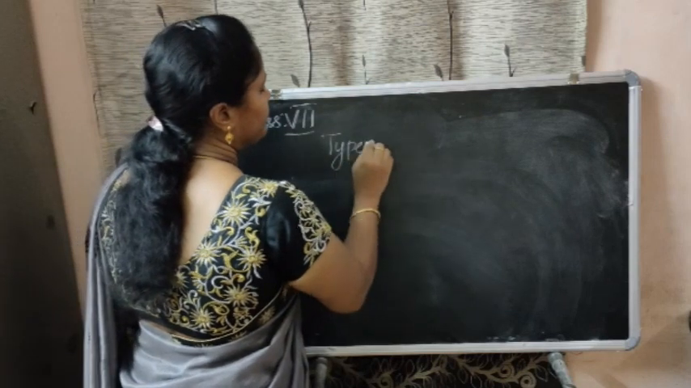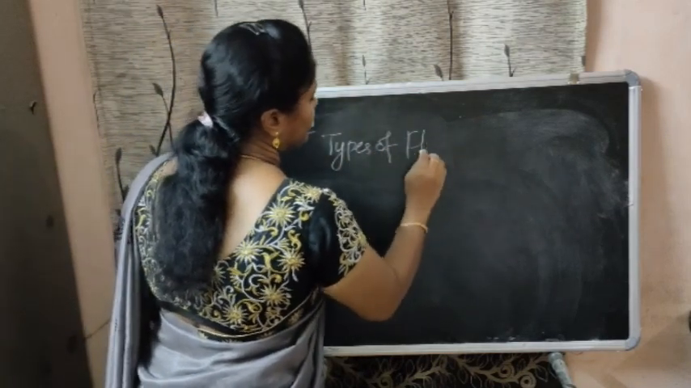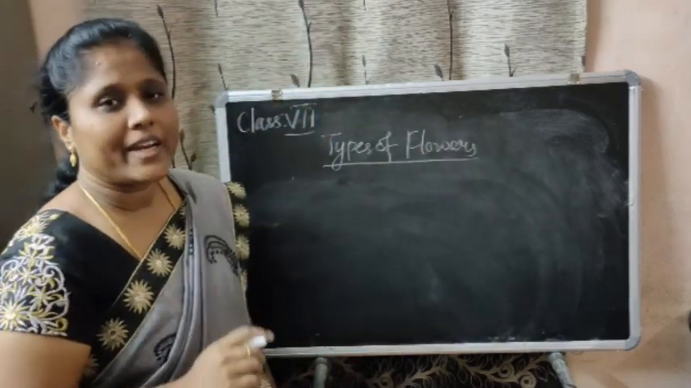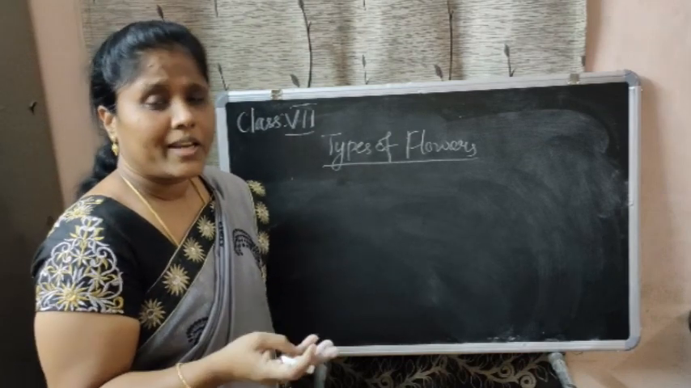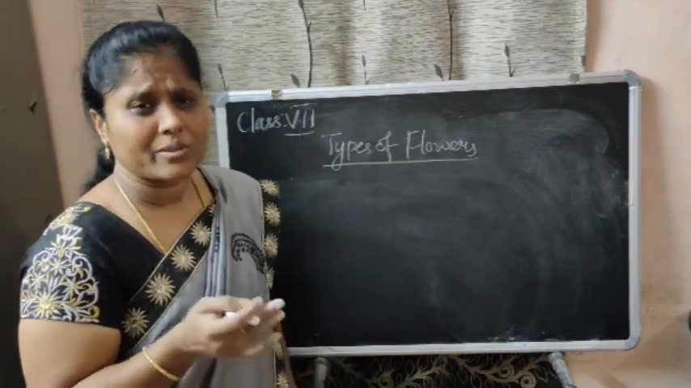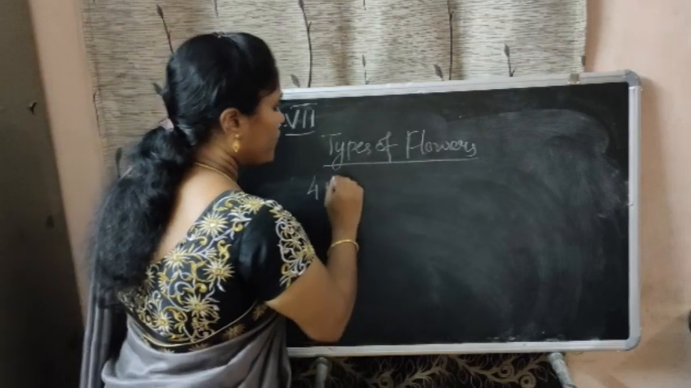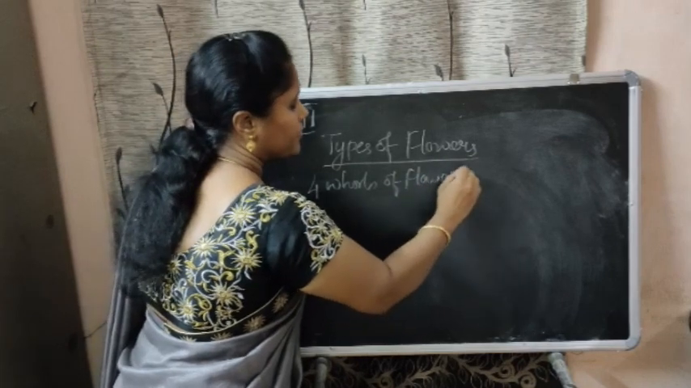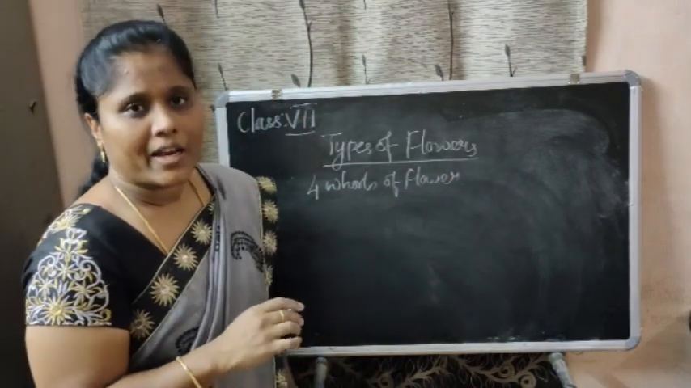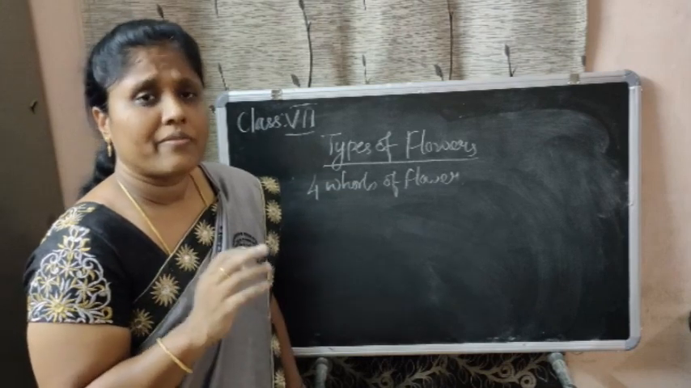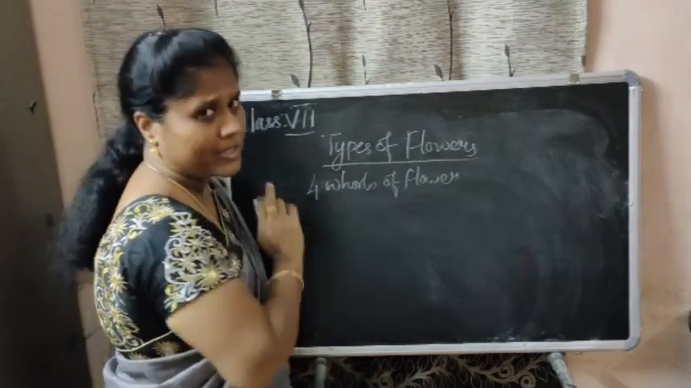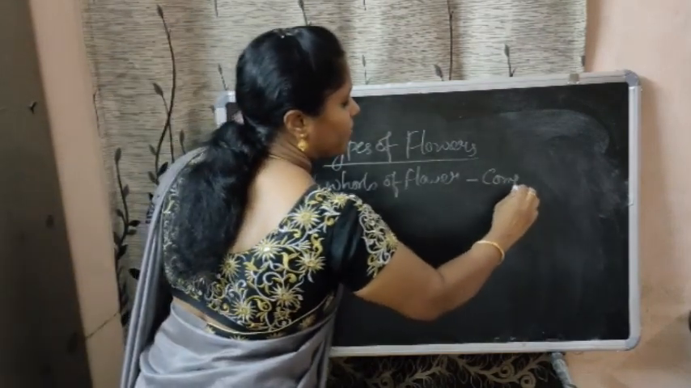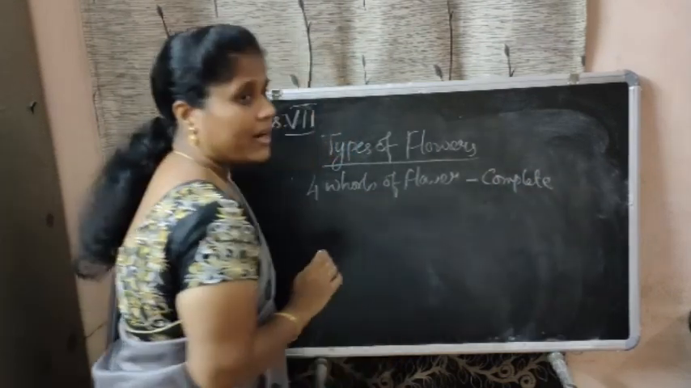Learn about the types of flowers. So already you have studied the parts of the flower, that is calyx, corolla, androecium and gynoecium. These are the four whorls of the flower. If the flower contains all the four parts or the four whorls, then it is said to be a complete flower.